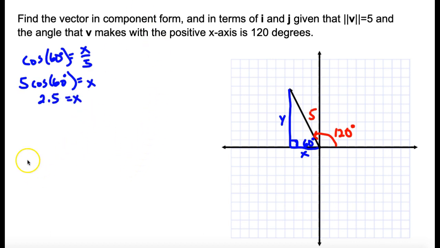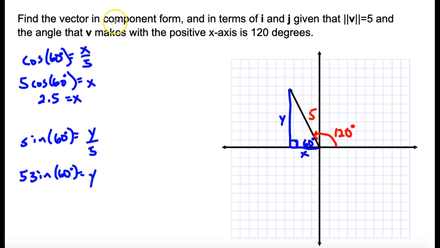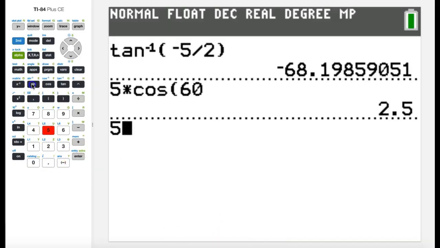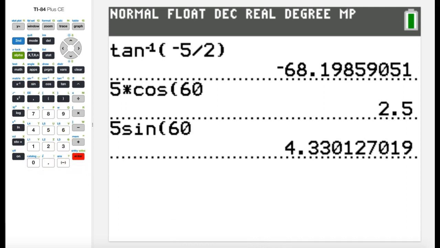Do the same thing for y. So since we're dealing with opposite and hypotenuse, that'll be the sine of 60 equals y over 5. Solve for y. So 5 times the sine of 60 is equal to y. So 5 sine of 60 is 4.3.